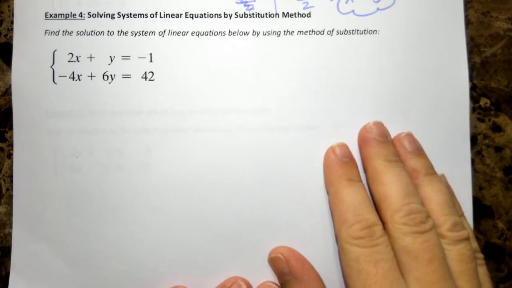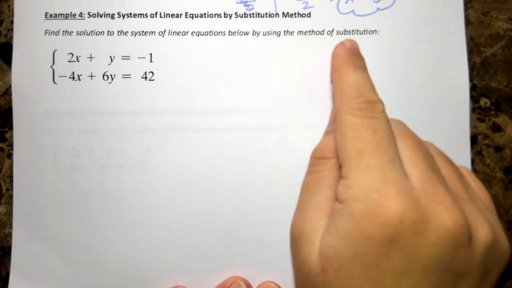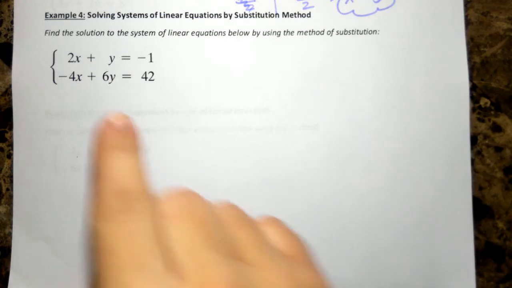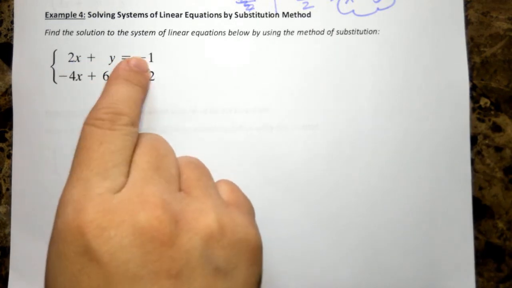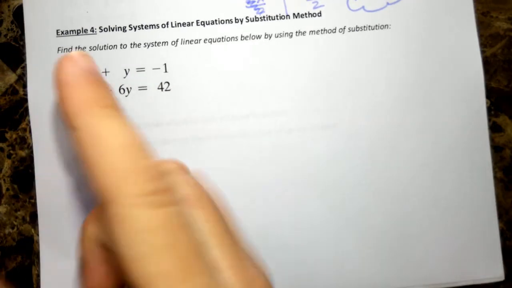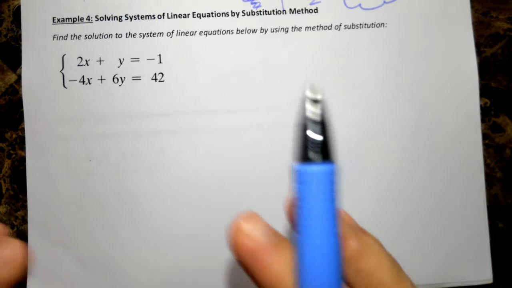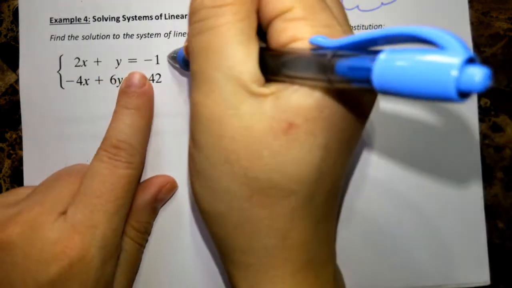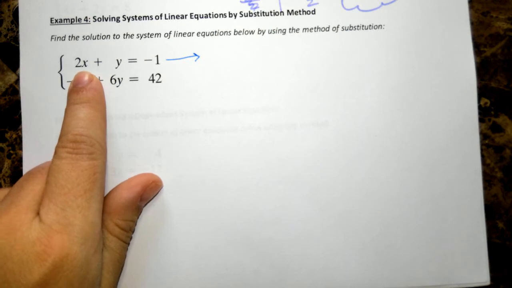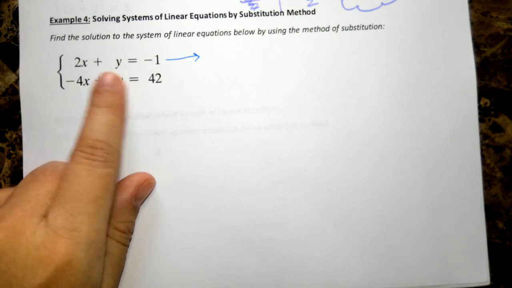So I'm going to solve this problem using the method called substitution. What that means is you're going to use one of the equations and substitute it into the other. So I have my first equation, and it doesn't matter which one you pick to start with, but I'll pick the first one. And essentially, you want to solve for either x or y. It doesn't matter which one.